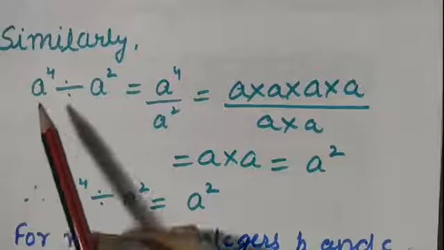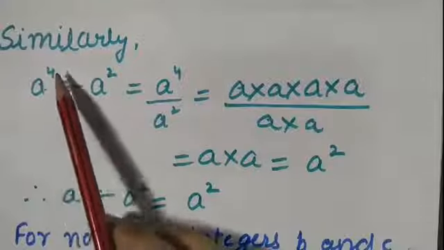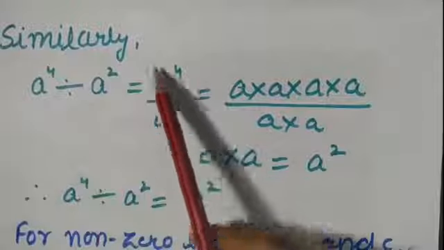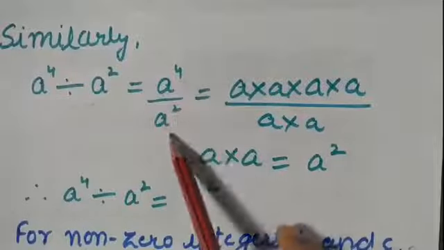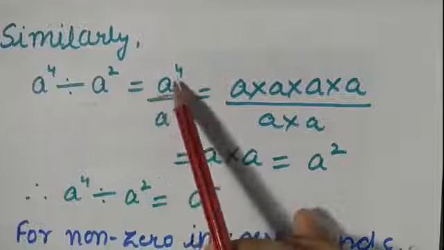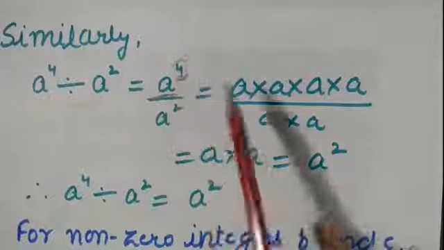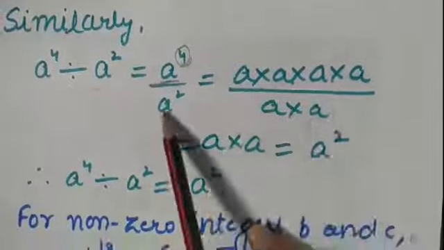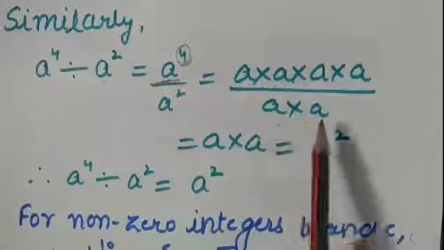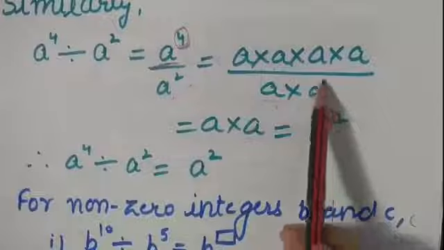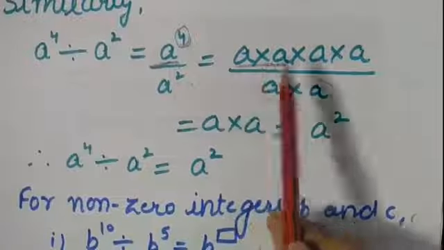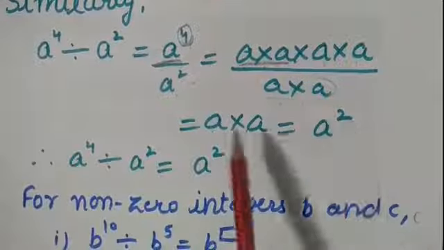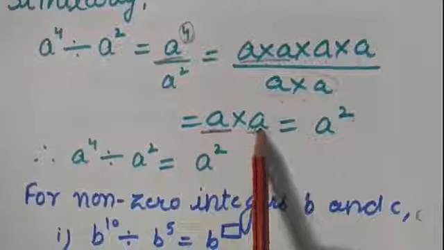Similarly, for any number a, if you are dividing a raised to the power 4 by a raised to the power 2, a raised to the power 4 means a is being multiplied 4 times. So here I have taken a multiplied 4 times. In the denominator I am having a to the power 2. That means a into a. Now these two a get cancelled with these two. We are left with only 2 a's. So a into a, that is a square.